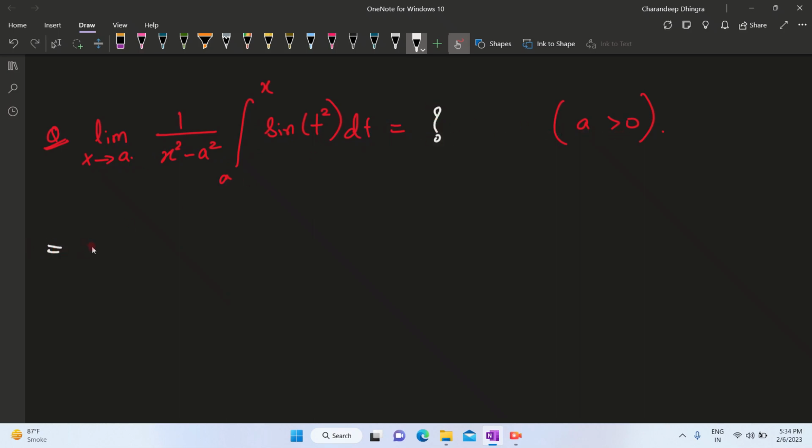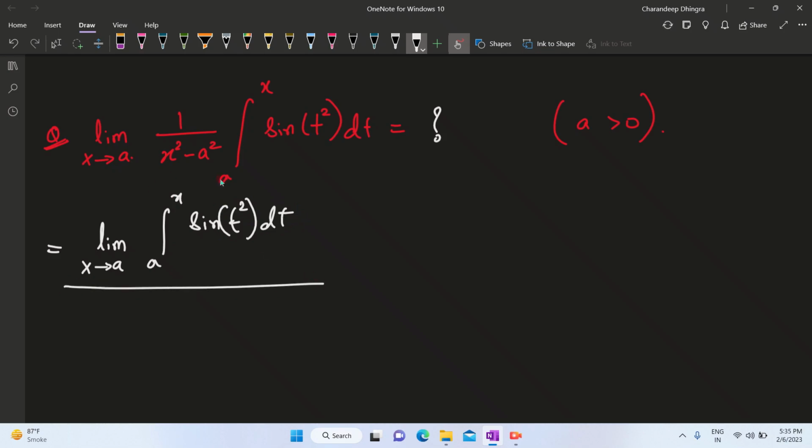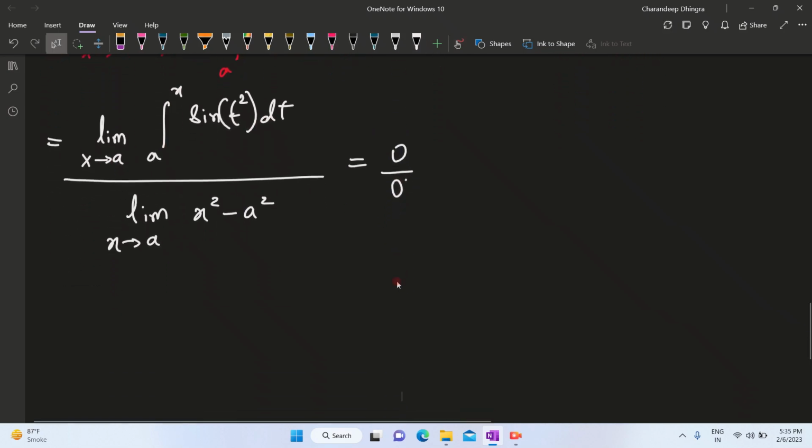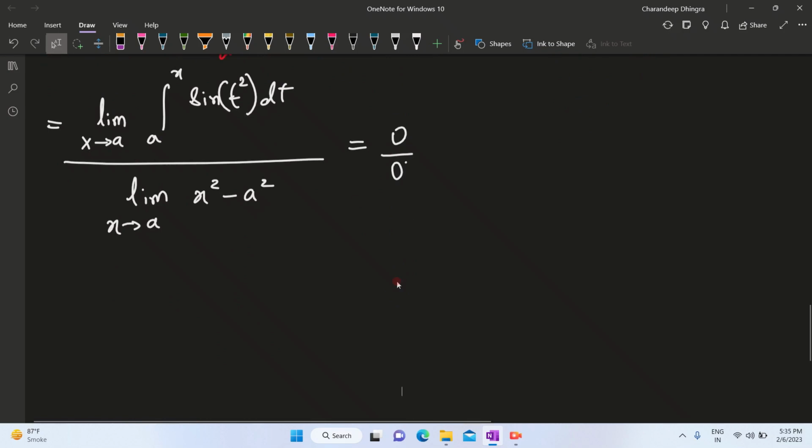If I write this question this way, I can write this as the limit as x tends towards a of the integration from a to x of sin of t square dt, divided by x square minus a square. Now if you put x as a, the integral from a to a will be 0, and even the denominator will be 0, a square minus a square, so this is actually 0 by 0. So you can apply L'Hopital. What L'Hopital states is, you take the derivative of the numerator, you take the derivative of the denominator, and then again you put the limit.